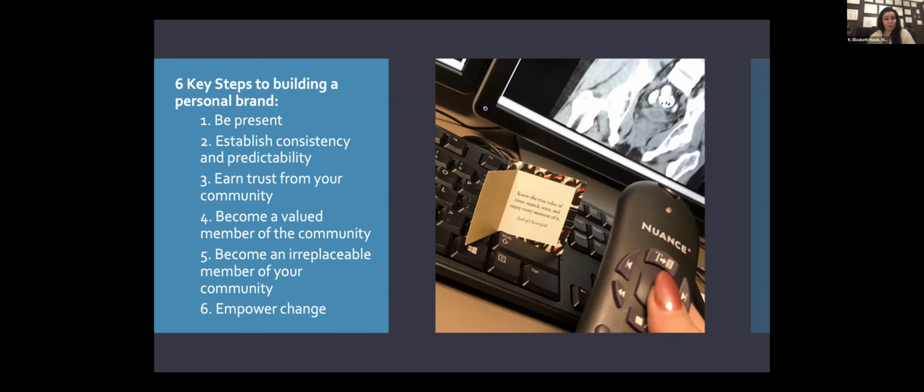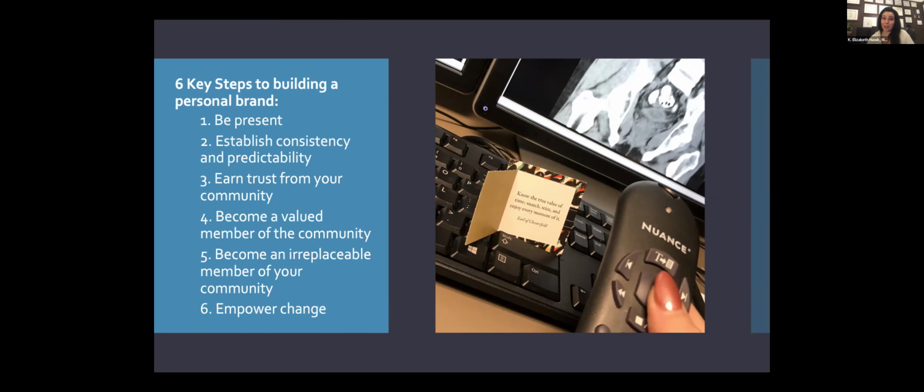The next is to earn trust from your community. So instead of just showing up, instead of just being consistent, now people really trust the words that you're saying, and they know what to expect from you every time you're showing up on a digital platform. After you've gained everyone's trust, then you can become a valued member of the community.